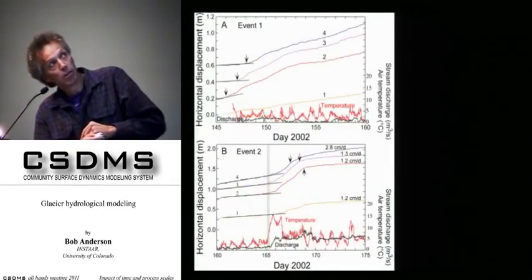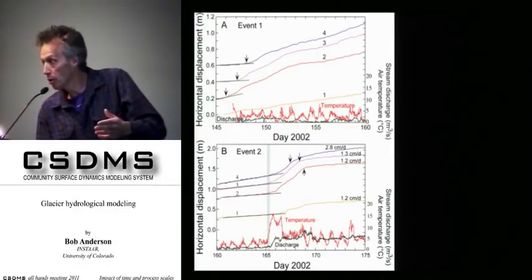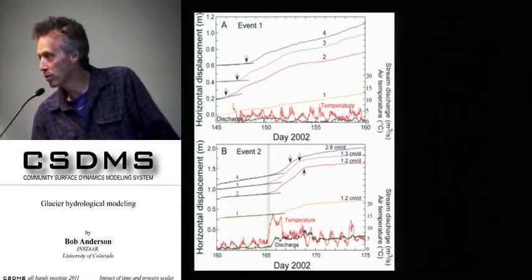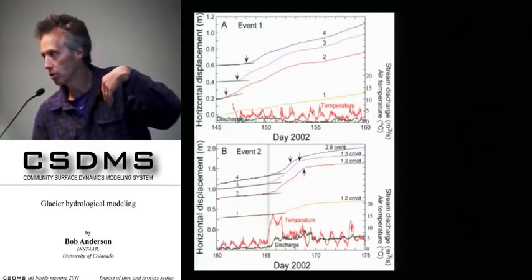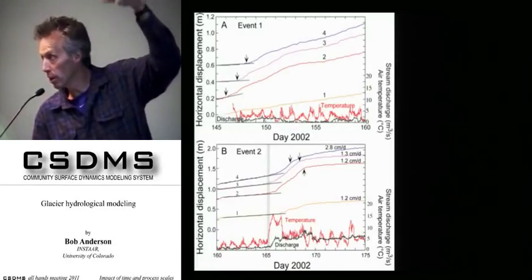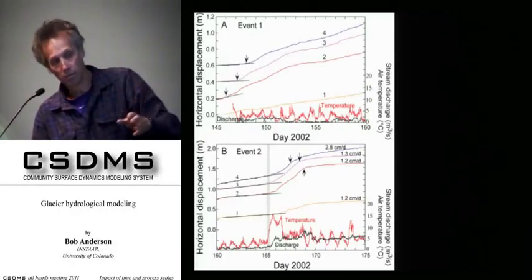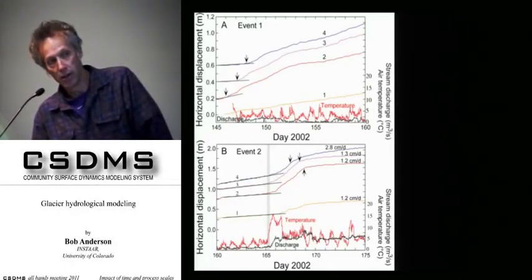The first event looks like it translates up glacier, and then the second event is essentially isochronous, at the same time at each of the GPS monuments, and it's associated with very hot winds that came up valley. Most winds on glaciers come down valley. This really put a lot of water into the glacier, and it sped up and then went quiet, despite the fact that the air temperature remained high.